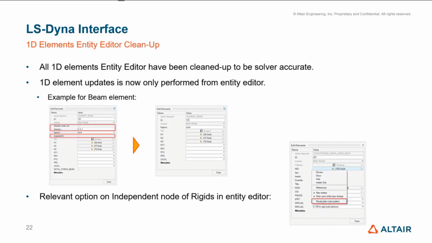1D element entity cleanup as well. So here an example for the beam element. We have made all those element entity editors solver accurate, and again, once the elements are created, if you want to update any of those elements, the update goes now only through the entity editor. That's the reason why we made this cleanup to be accurate with the solver. And the rigid entity, rigid element with the recalculate option for the independent node is also available, of course, here.